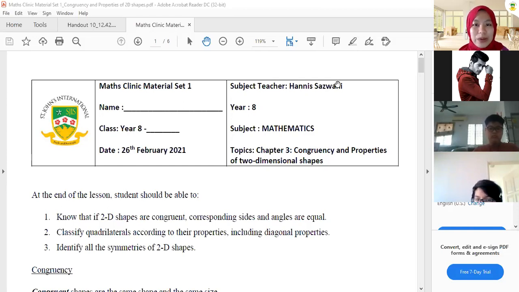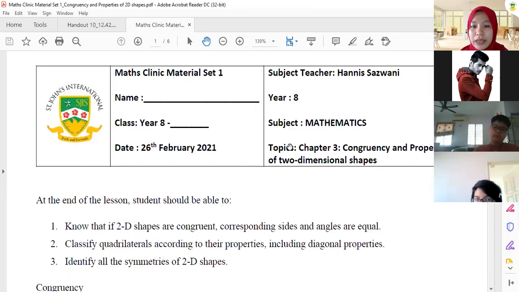Okay, so let's look at chapter 3, congruency and properties. At the end of this lesson, you should be able to know if the 2D shapes are congruent, with corresponding sides equal. Number 2, you should be able to classify quadrilaterals according to their properties, including diagonal properties. And the third one, you should be able to identify the symmetry of 2D shapes. Is there any word that you are not clear with? Use this opportunity to ask questions.